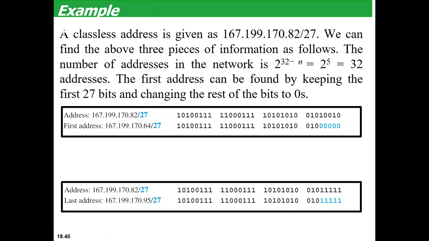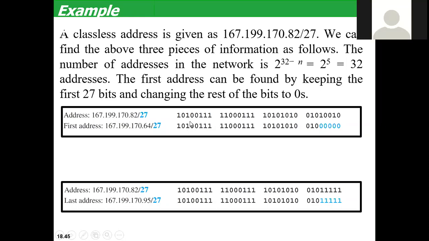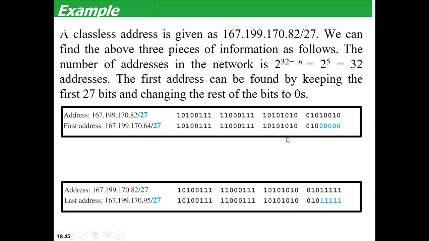So the first address can be found by keeping the first 27 bits. First n bits, I told, right? First prefix length bits. So n is 27 here. The remaining values, you keep as they are.